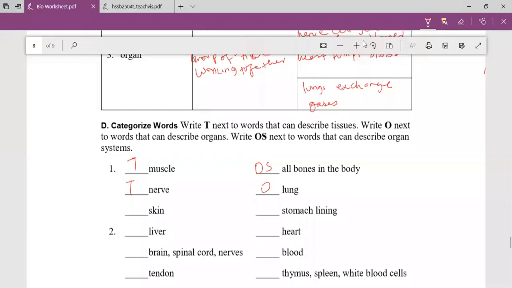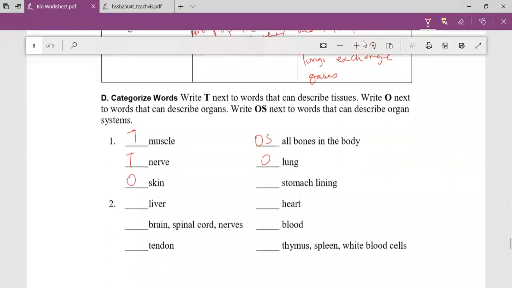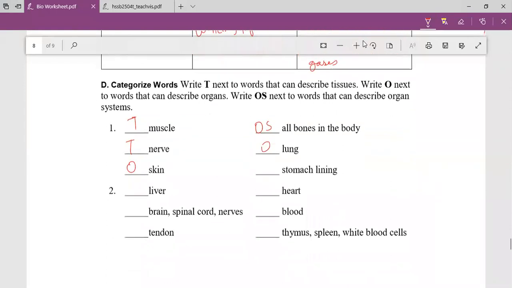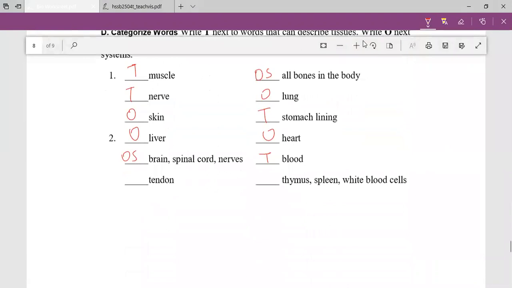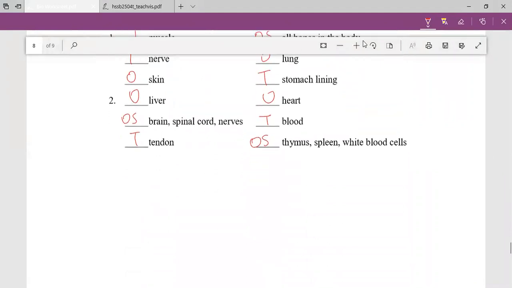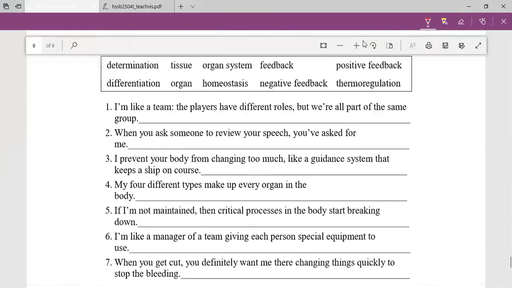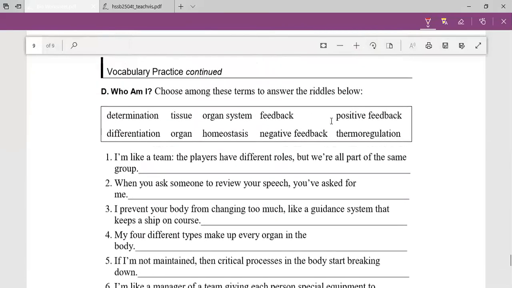Skin, organ. Stomach lining. Sometimes tissue. Liver, organ. Heart, organ. Brain, spinal cord, nerve cells, organ system. Blood, tissue. How is it tissue? It has a lot of cells in it. Tendon, tissue. Thymus, spleen, white blood cells, organ system. They're protective organ system.